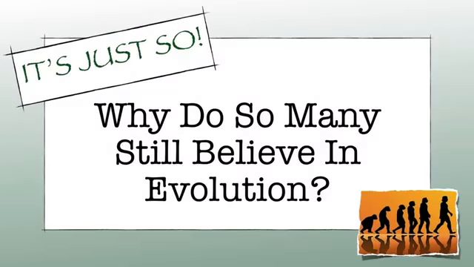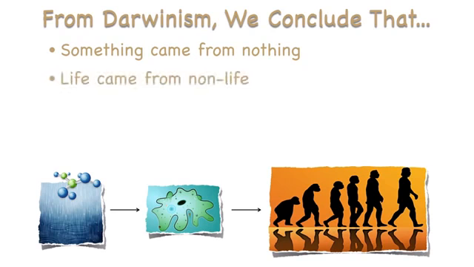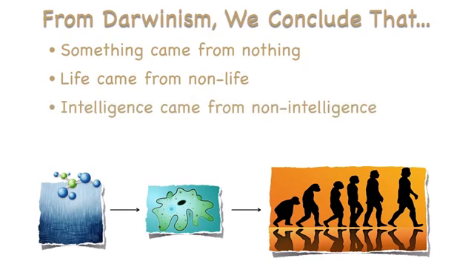Well, after looking at what we've seen so far in the evidence, maybe you're asking yourself, why do so many people still believe in evolution? For in believing in the theory of evolution and the process of natural selection, one must believe by faith that something came from nothing, that life came from non-life, that intelligence came from non-intelligence, and order came from chaos. It takes a lot of faith to believe all this based on what we have seen in these past two videos.